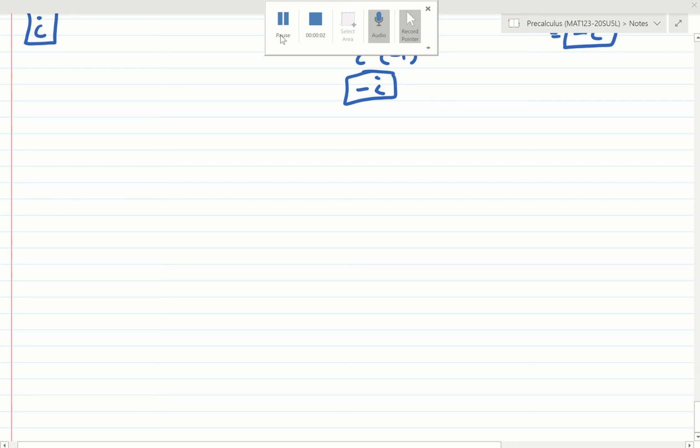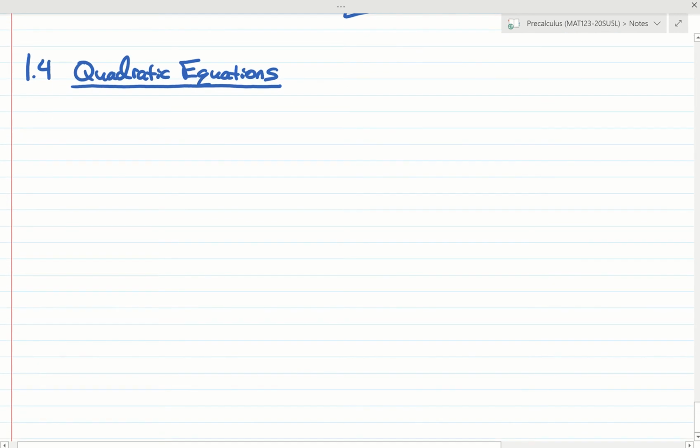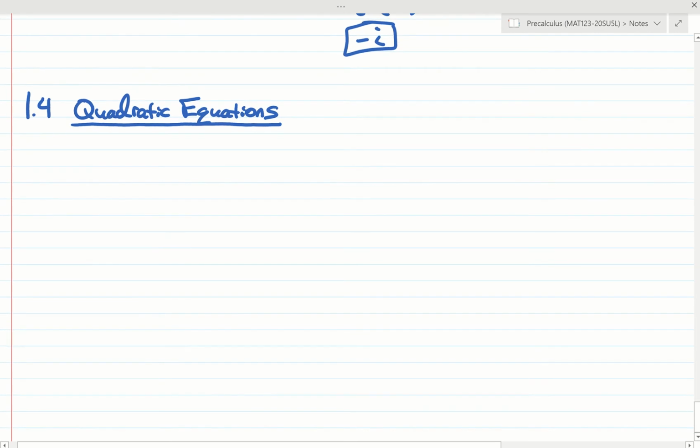In section 1.4, we're going to be talking about what are called quadratic equations. Now, if you remember back to the chart that we had when we were talking about different types of polynomials, quadratic means that the highest power of x is 2. So just a little bit of vocabulary to get started.